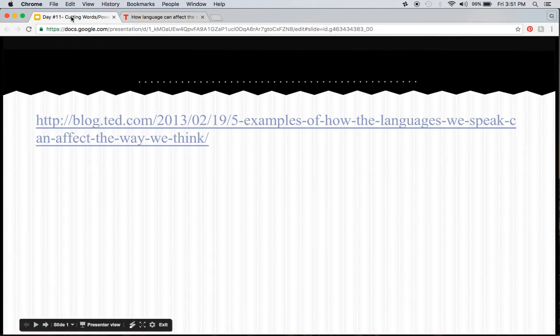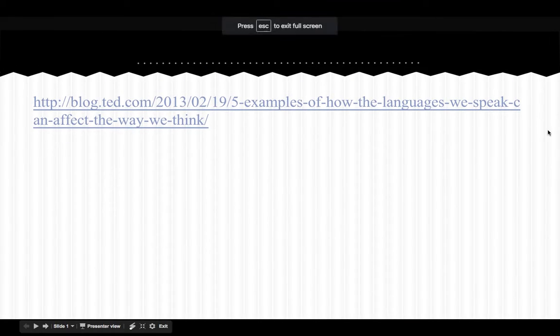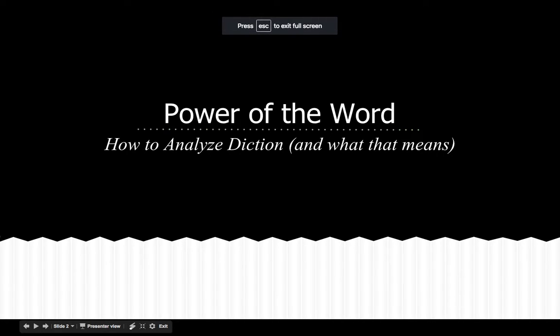So once you do that, we're going to move forward to talking about the power of the word and how to actually analyze diction. You just took some time reading through an article that talks about how language and words actually are important. Study after study shows this. This is something we've talked about in class. The specific word you use matters.